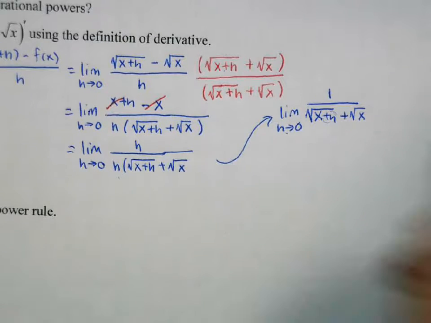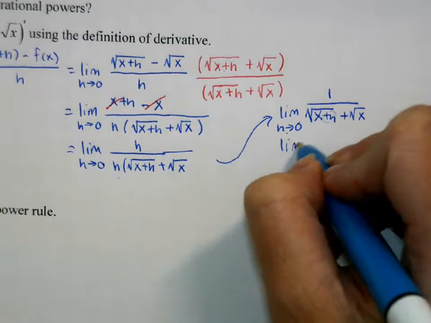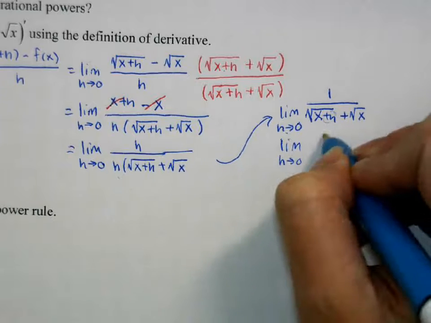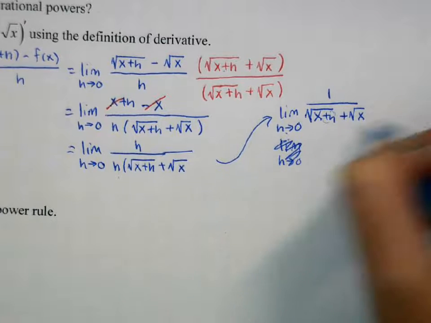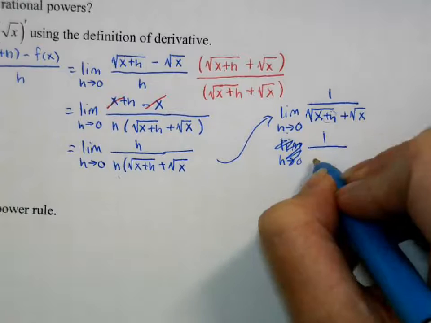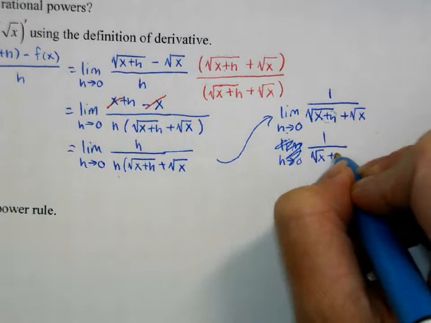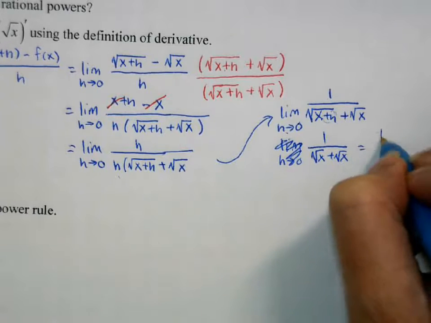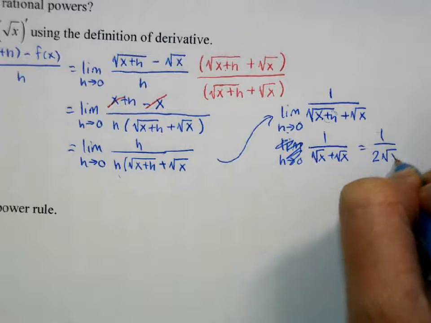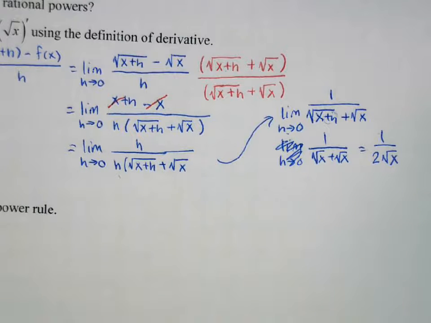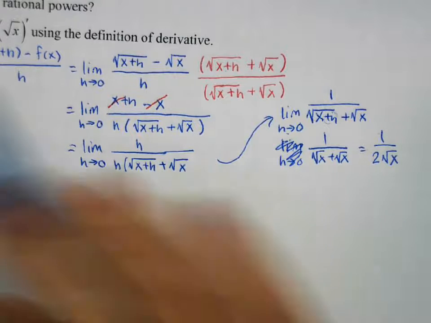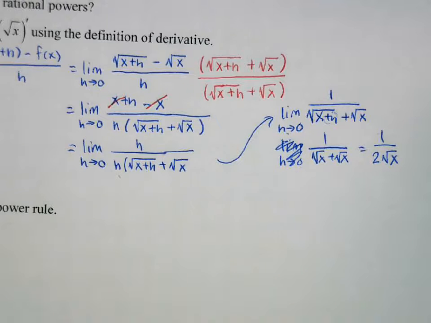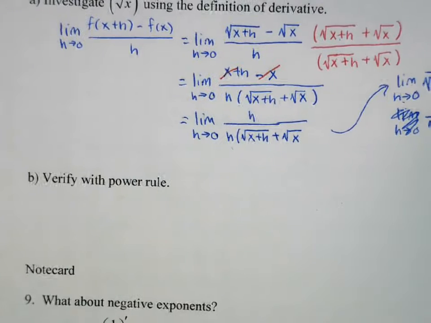So we're evaluating the limit. So this is going to be 1 over the square root of x plus the square root of x, which is 1 over 2 root x. So from the definition of a derivative, using limits and conjugates, that's what we get. Now let's do it with the power rule. How can we use the power rule? Well, the square root of x is equal to x to the 1/2.